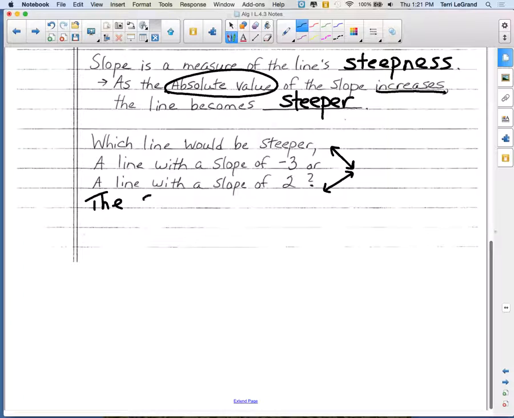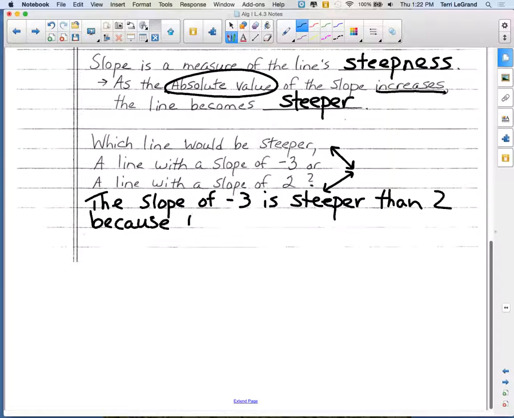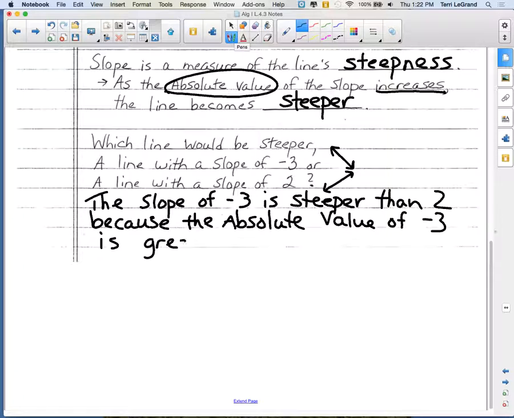The slope of -3 is steeper than 2 because the absolute value of -3 is greater than the absolute value of 2.